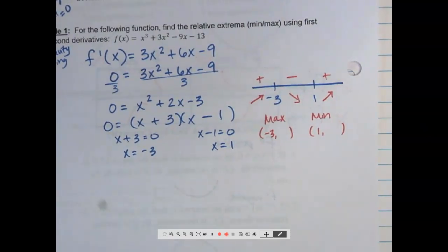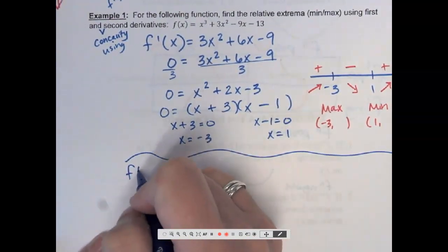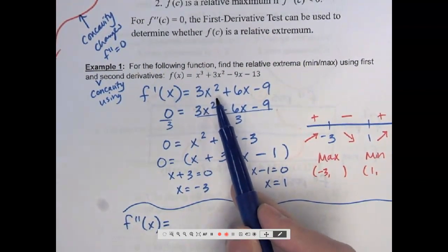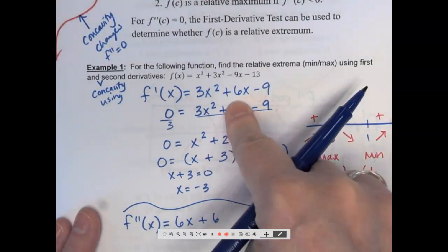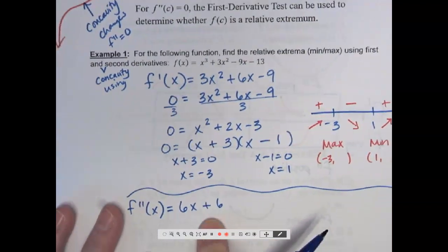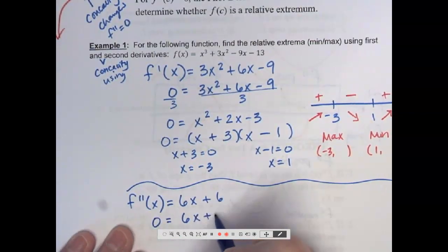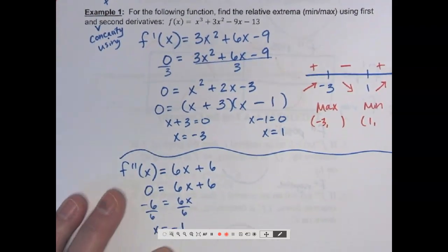Okay, now I'm going to look at the second derivative for concavity. So, second derivative. Here's my first derivative. The second derivative is 6x plus 6. Go back to the original first derivative. Take its derivative. Set it equal to 0. Piece of cake. Subtract 6. Divide by 6, and I get x equals negative 1.